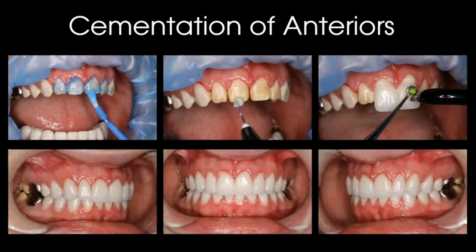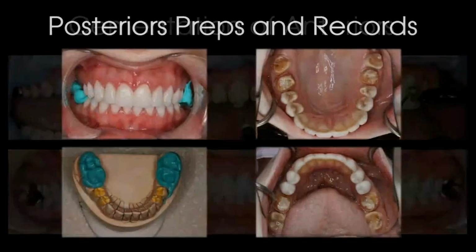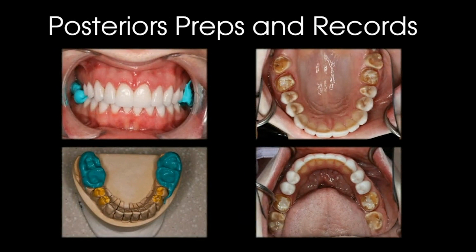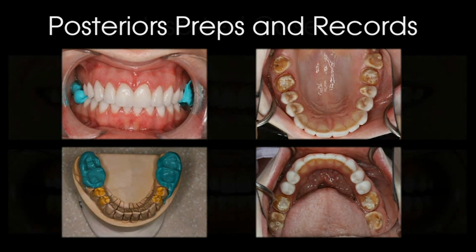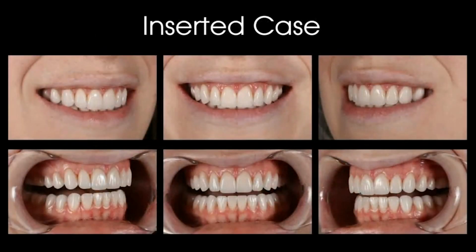When the case comes back, we're cementing her upper and lower anteriors first, and then now we're going to go ahead and do the posterior preps and get records for them. All you can see, the posterior preps are simply taking off the stainless steel crowns, rounding off anything on the second molars, and we end up with a case. The inserted case looks something like that.